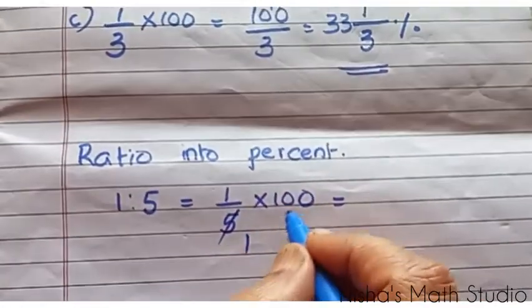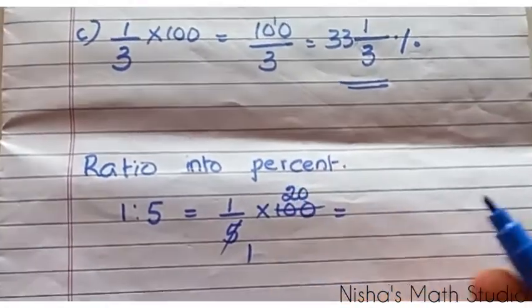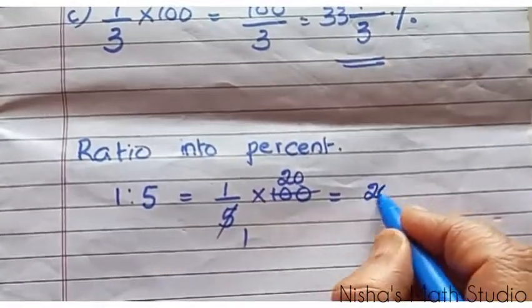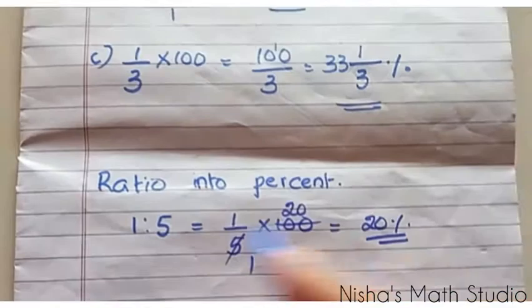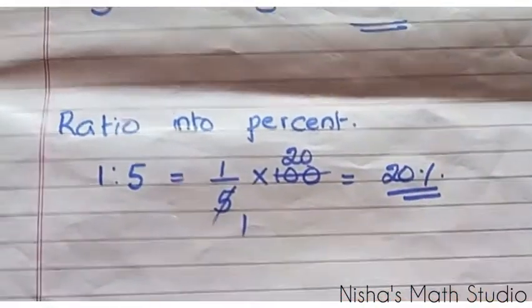Now I can divide this. 5 ones are 5, 5 twenties are 100. So 20 ones are 20%. So 1:5 is converted into a percentage as 20%.